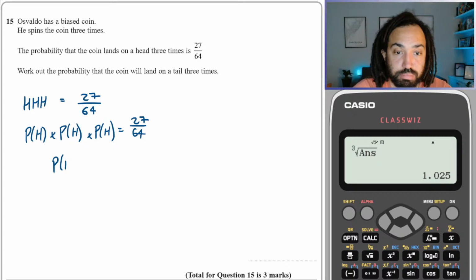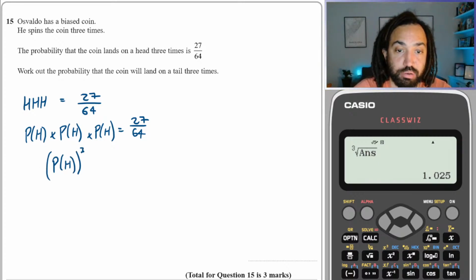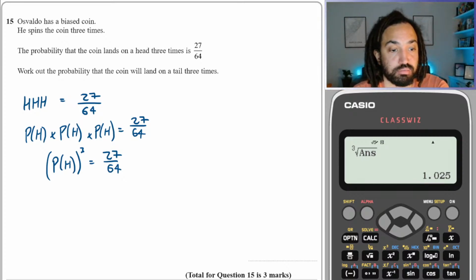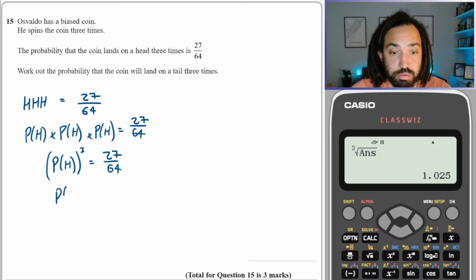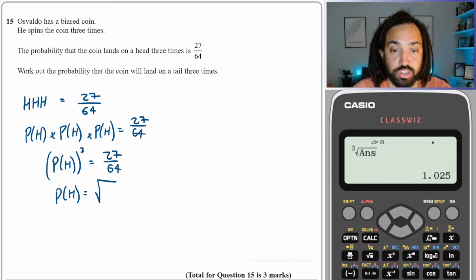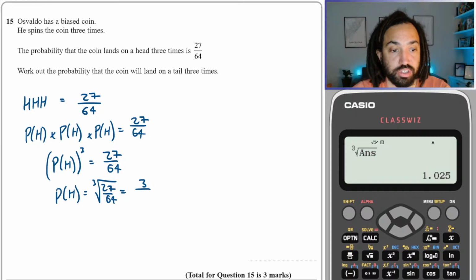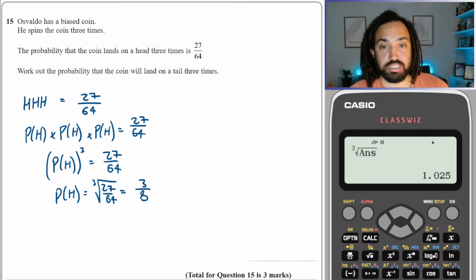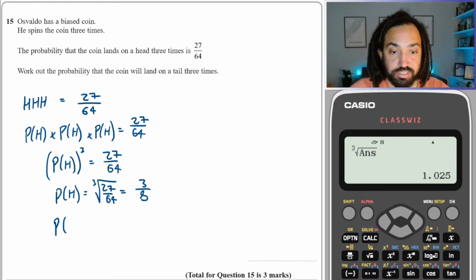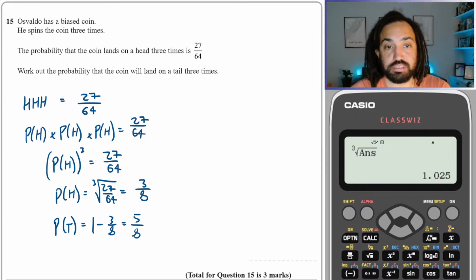So in fact, it's the probability of getting a single head to the power 3 is going to equal 27 over 64, like so. So to find the probability of getting a single head, we're going to have to take the cube root of 27 over 64. And I can see this is nice numbers because the cube root of 27 is 3 and the cube root of 64 is 8. Okay, great. So that's the probability of getting a head. Then the probability of getting a tail is, of course, 1 minus that. It's the complement of it, which is 5 over 8.